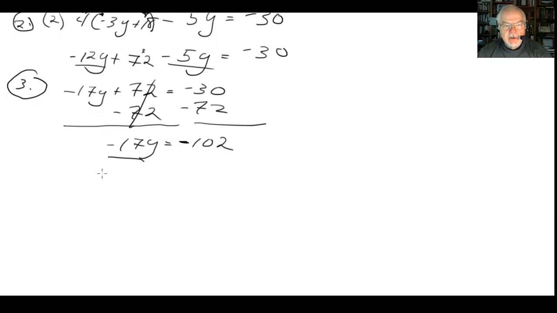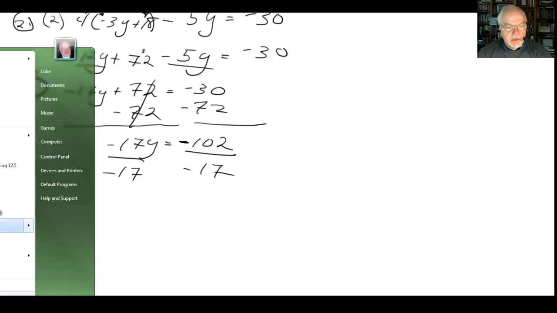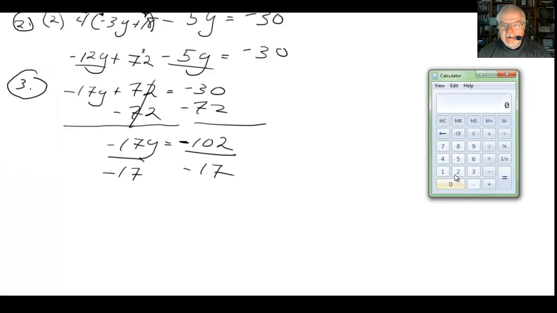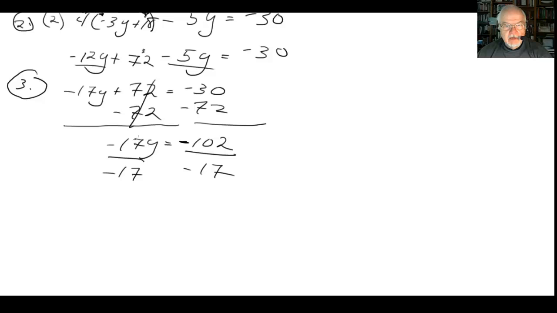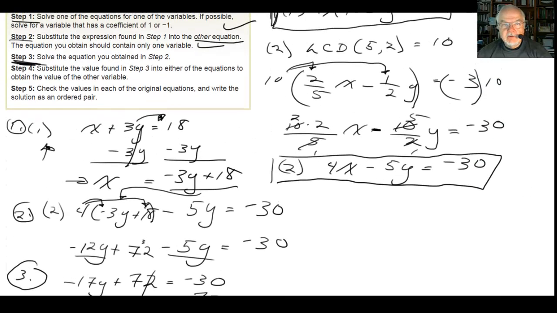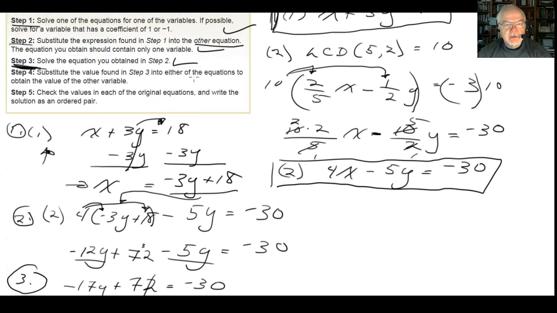Alrighty, now we want to get rid of this minus 17, so we're going to divide both sides by minus 17. Let's get our handy dandy calculator out here. We have 102 divided by 17. That's going to equal 6. Okay, so this goes away. That becomes just y equals 6. Alright, so we solved that equation. We're done with step 3.